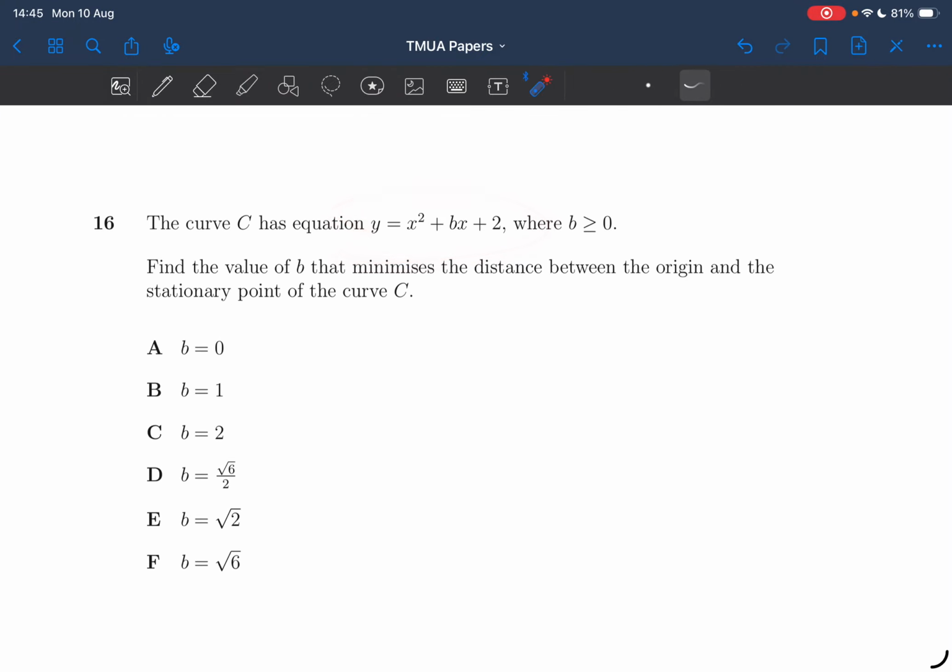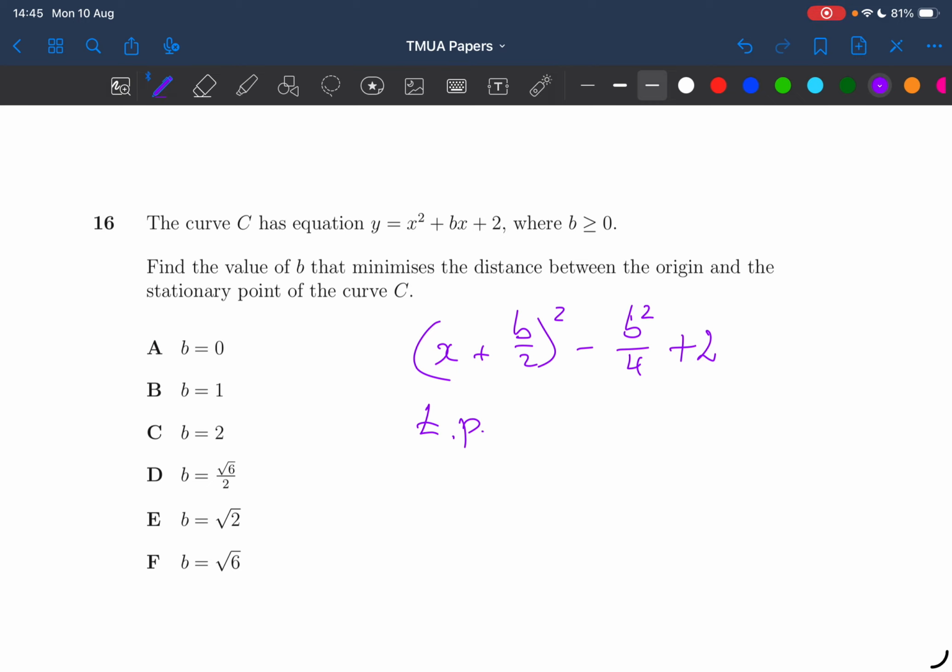Curve has this equation. Find the value for B that minimizes the distance between the origin and the stationary point of the curve. Okay, so let's find the stationary point. We'll complete the square. We'll have x plus a half of the B term, all squared. And then we'll take away that thing squared, so i.e. B squared on 4. And we still have the plus 2. So our turning point is going to be minus B on 2, i.e. the negative of that bit, and then the other coordinate. I will at the same time make this into one fraction. So over 4, this 2 would become an 8. So 8 minus b squared over 4.